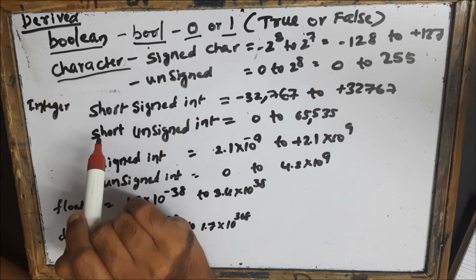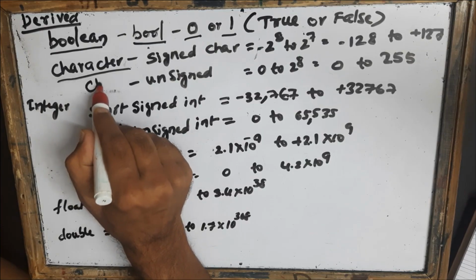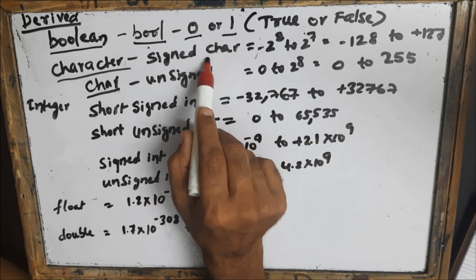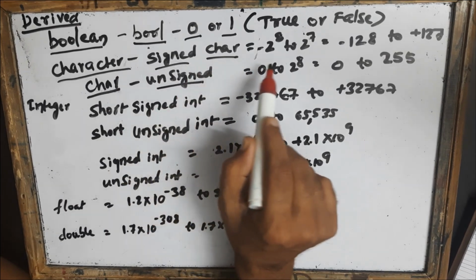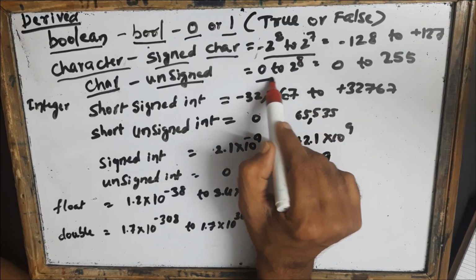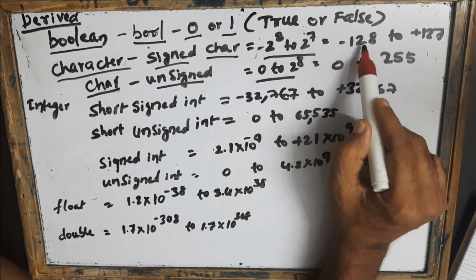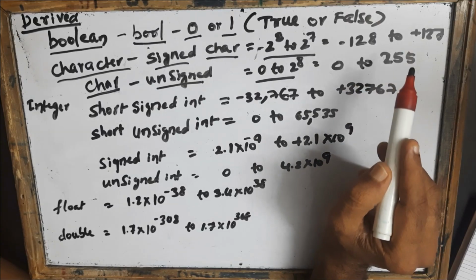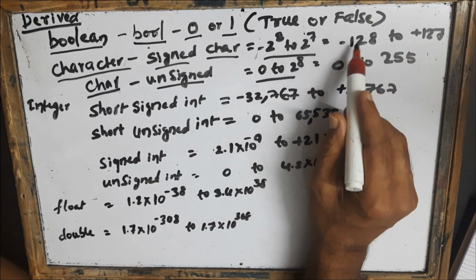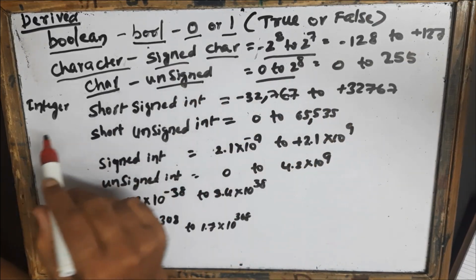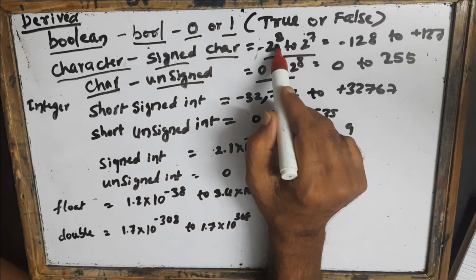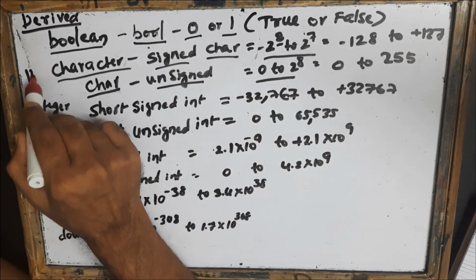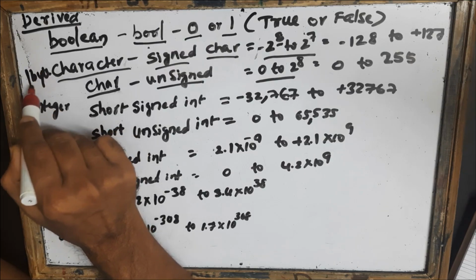Then the next data type is character, which we denote by a keyword called char. There are two kinds of characters we can use, signed char and unsigned char. This is the range for the signed char: the signed char can be -128 to +127, and unsigned char can be 0 to 255. Any value between these ranges can be used for a character. This takes a maximum of 8 bits, that means 1 byte. It will occupy 1 byte.